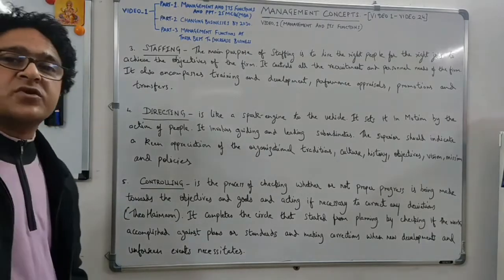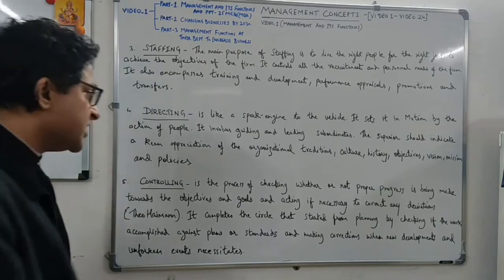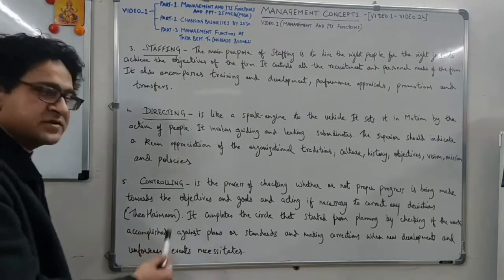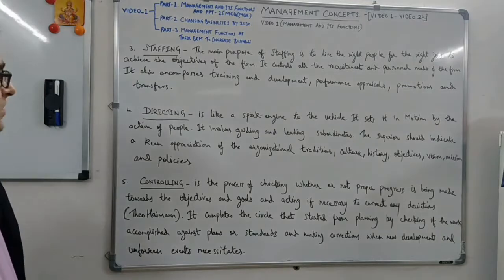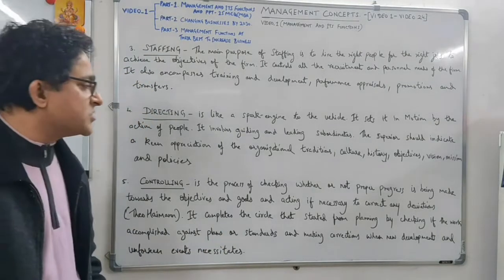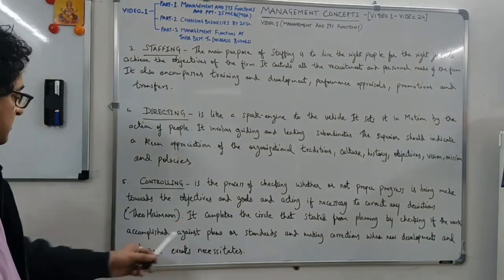Last and not the least, controlling. That's the last function of management. Controlling is the process of checking whether or not proper progress is being made towards the objectives and goals, and acting if necessary to correct any deviations. To correct any deviation. This is by Theo Haimann.